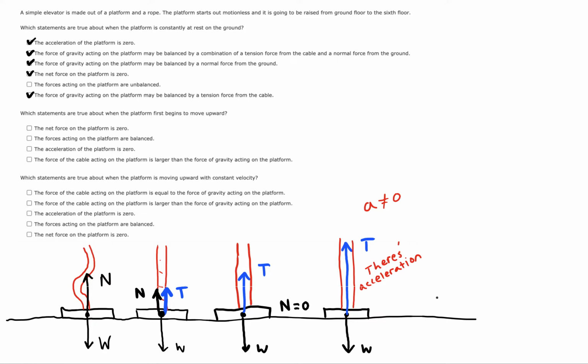Alright, that's going to cause our platform certainly to lift off the ground. And we can maintain that imbalance of forces as long as we want. We can let the tension stay larger than the weight for a while if that's what we want. And if that happens, then the acceleration is not equal to 0 again. So there's acceleration.